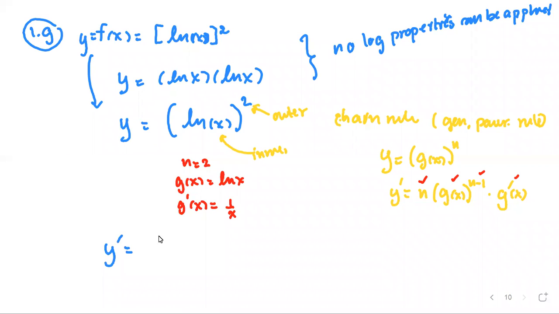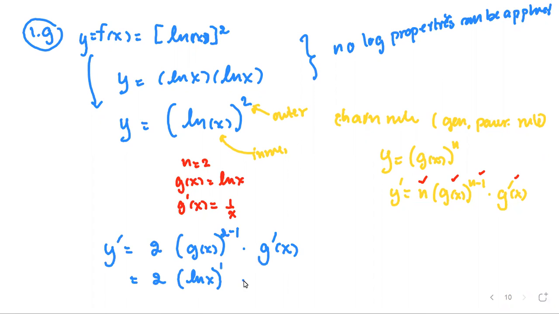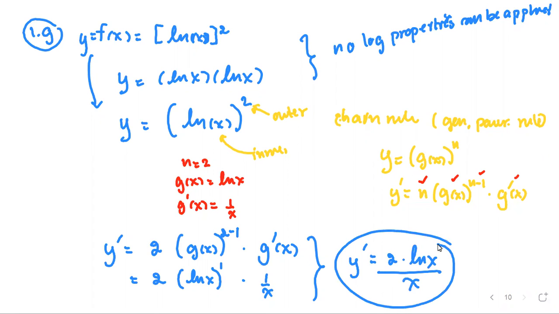Apply it. y prime is n, which is 2, multiplied by the quantity g of x to the power n minus 1, which is 2 minus 1, times g prime. Replace with the terms that we know. So 2 times the natural log of x quantity, to the power 2 minus 1 becomes power 1, and g prime is 1 over x. Write it in a better looking form: y prime is 2 times natural log x, all divided by x, as the derivative of this function. And we are done.